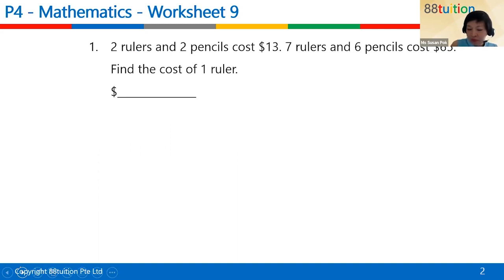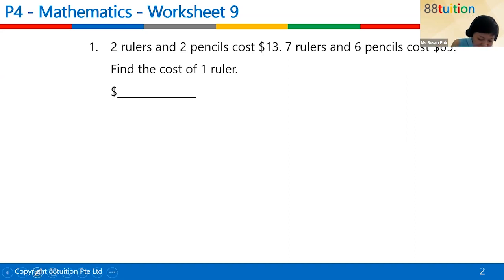Okay, now these questions look like they have two entities. Entity means item. Two types of different variables. For example, in this question, he says ruler and pencil. So ruler and pencil, we call them entities, and there are two entities in this question here.